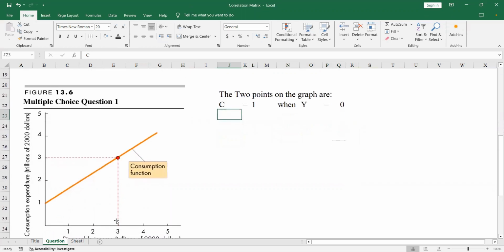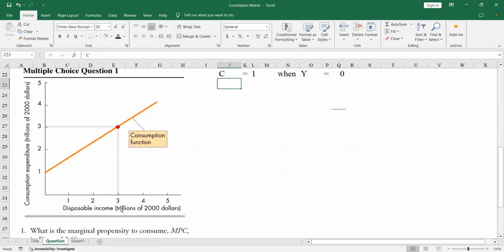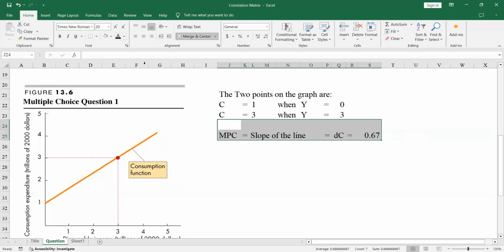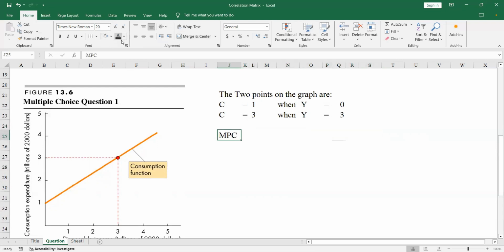And the second point that we have been pointed out: when the disposable income is $3 trillion, your consumption is $3 trillion. So consumption of 3 trillion when the disposable income is 3 trillion. This leads us to finding the MPC. So the MPC is equal to the slope of the line. And to find the slope of the line, we have to calculate the change in consumption because of the change in income.